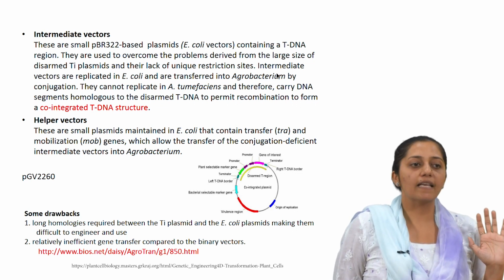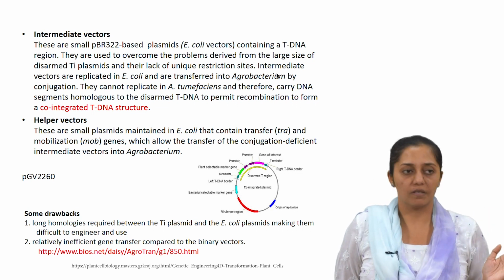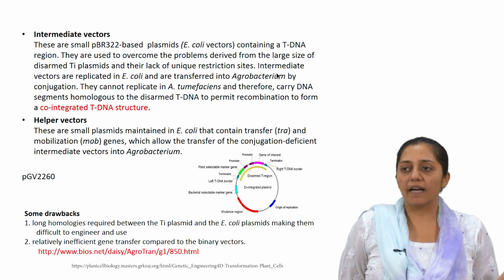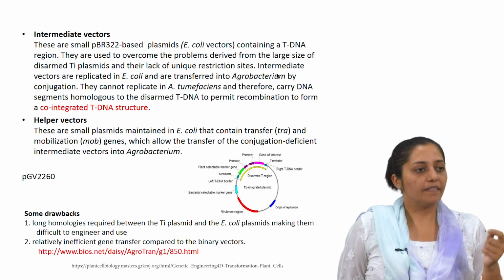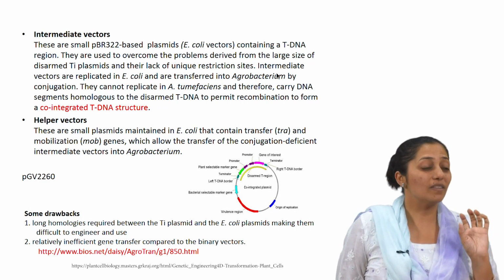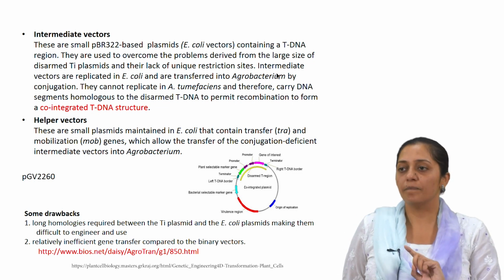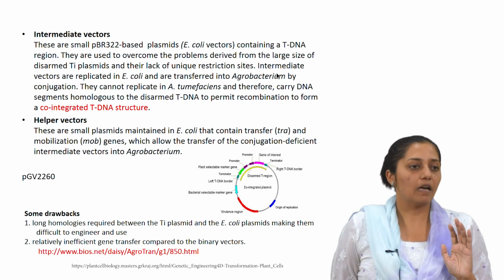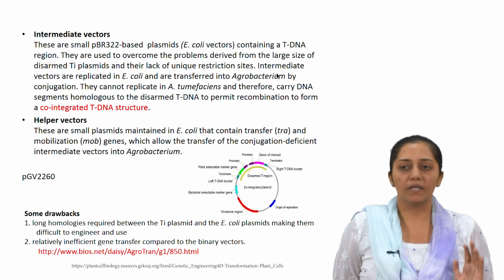As I was saying, there is a helper plasmid present in the Agrobacterium which is disarmed. This is called the helper plasmid, and it will have virulence regions. Now this small plasmid can multiply in E. coli and then, through conjugal transfer, can be brought into the Agrobacterium. These plasmids cannot multiply in Agrobacterium, but they can be used to transform the plant cells.